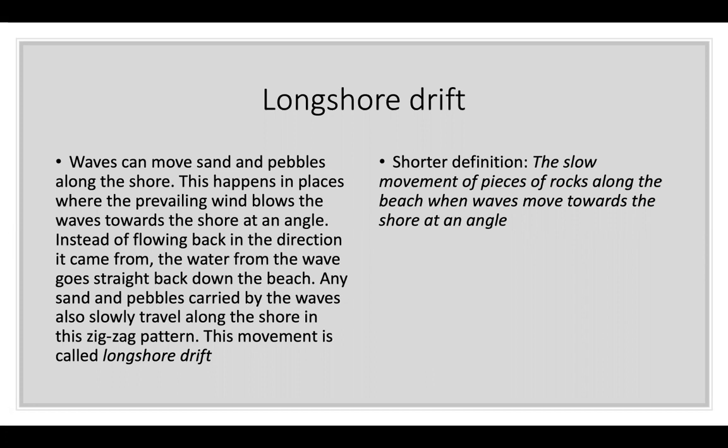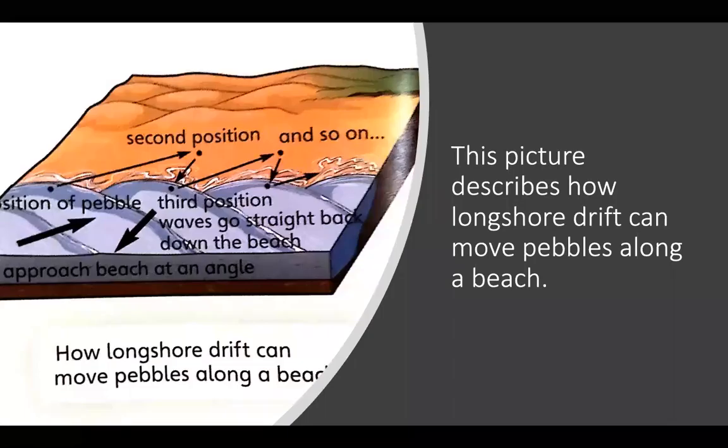I have a shorter definition on the right, just in case all of this seems a little bit complicated. So in shorter terms, what longshore drift means is the slow movement of pieces of rocks along the beach when waves move towards the shore at an angle. All right? So the slow movement of pieces of rocks along the beach when waves move towards the shore at an angle. That's what longshore drift means.